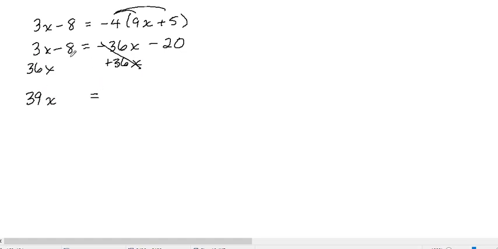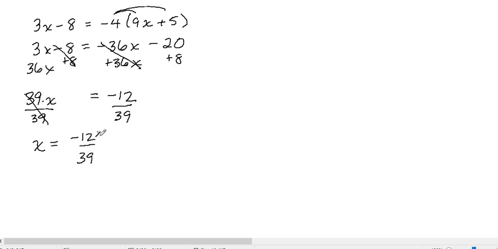And then I need the numbers moved over to the other side, so I need to cancel out this negative 8, and I can do that by adding 8, and I have negative 12. Now I have 39x equals negative 12. I need to get rid of the 39. It is attached to the x with multiplication, so to get rid of it, I divide. X is negative 12 39ths. There is a common factor of 3 in there, so I'll divide by 3, which makes negative 4 over 13.